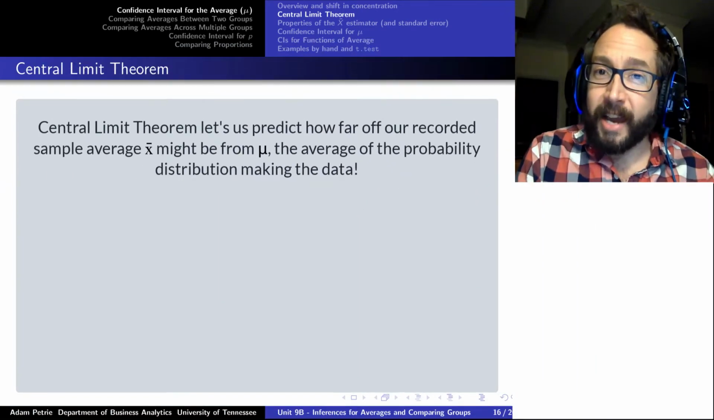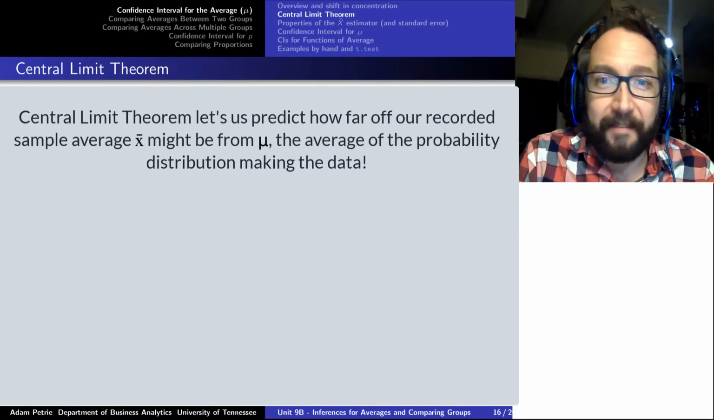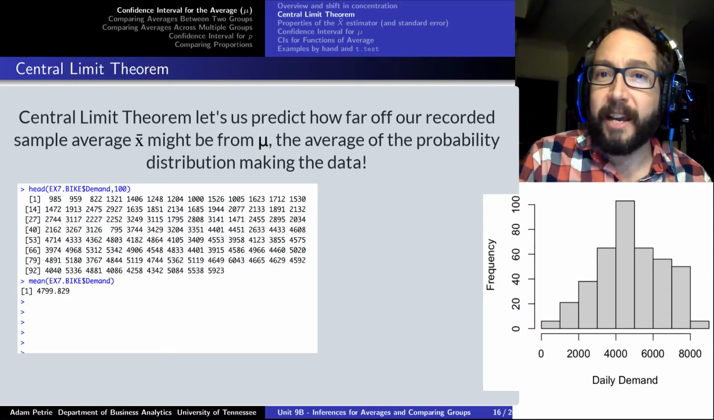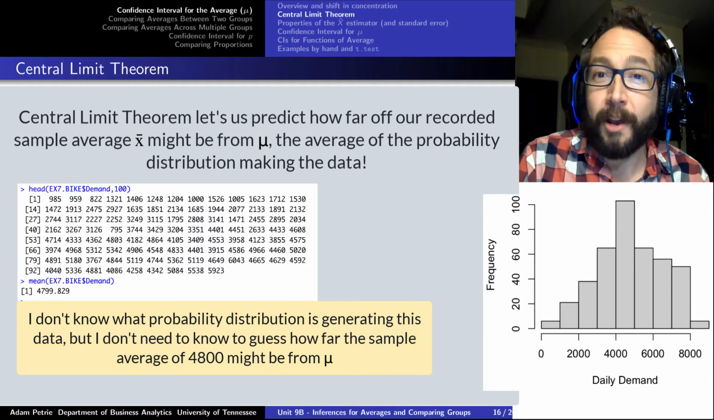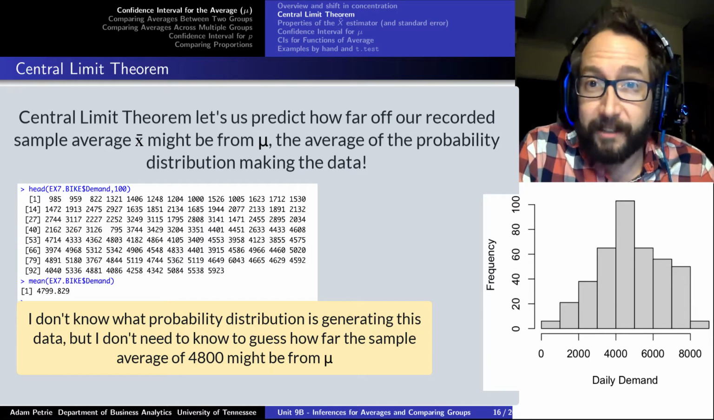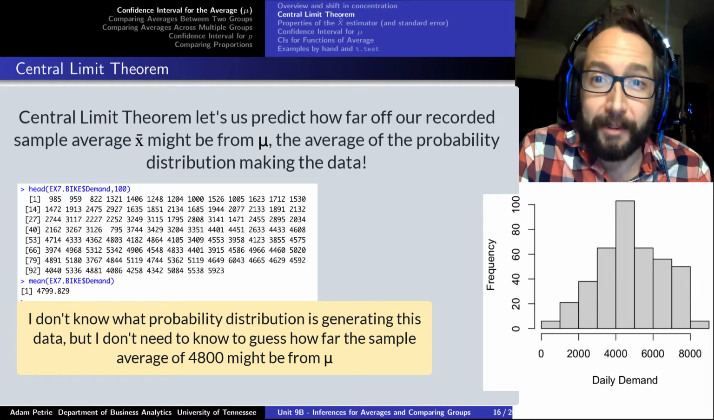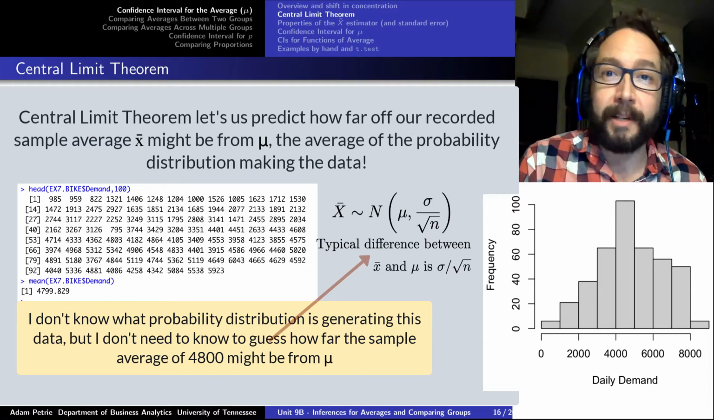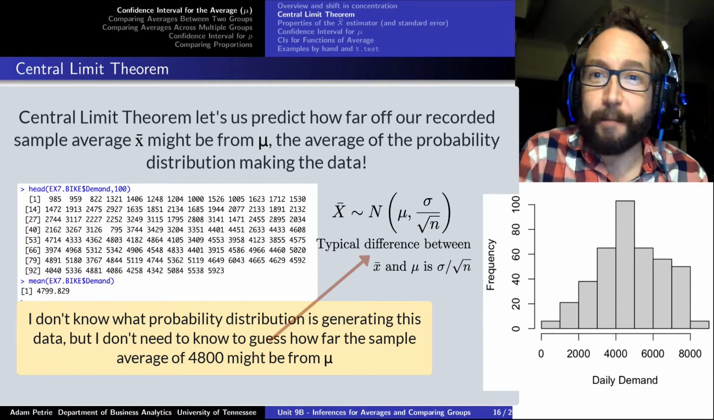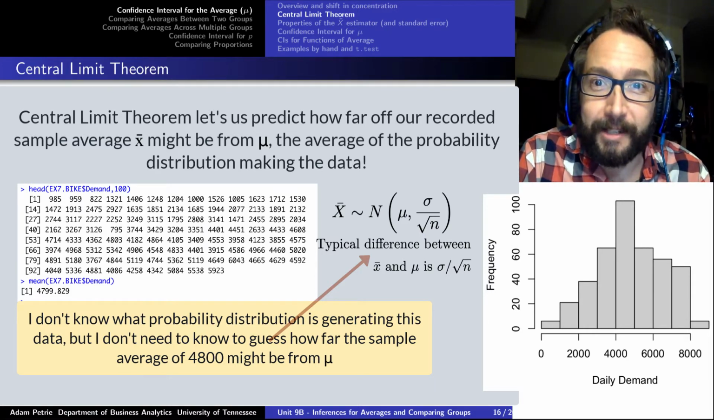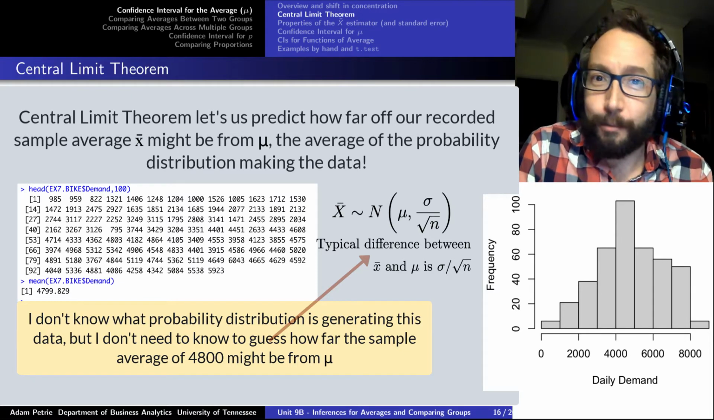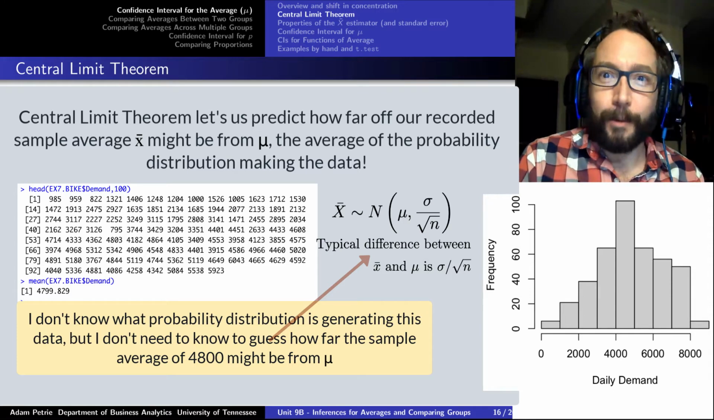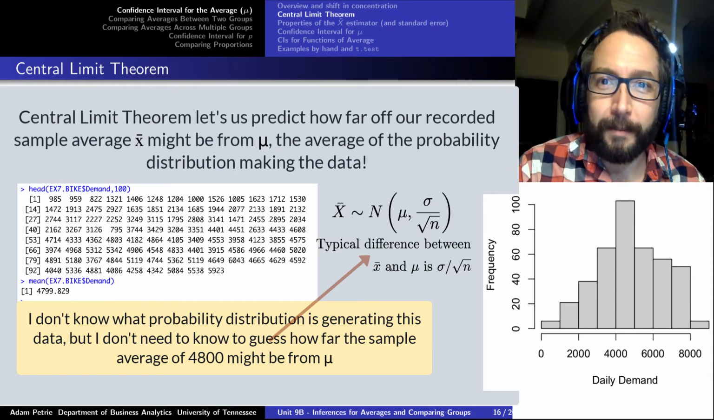And so it turns out that if I collect data, have a single sample, and I've measured a single sample average, I can actually predict how far off my sample average might be from mu, the expected value or average of the actual probability distribution that's making my data. And the central limit theorem unlocks this ability, and it's a very general statement. It says that regardless of the shape of that distribution that's making your data, this result is always going to be true. The caveat is that we have enough data for the central limit theorem to be invoked.